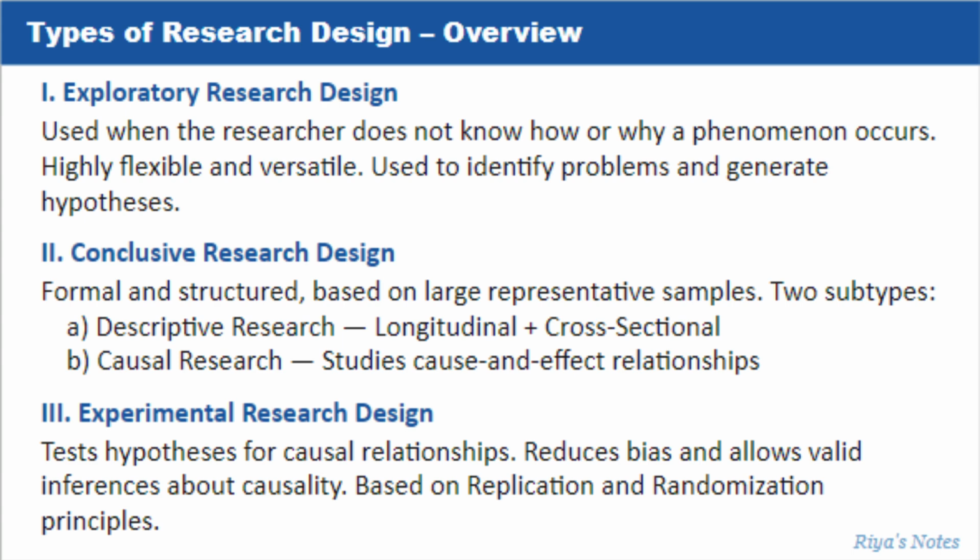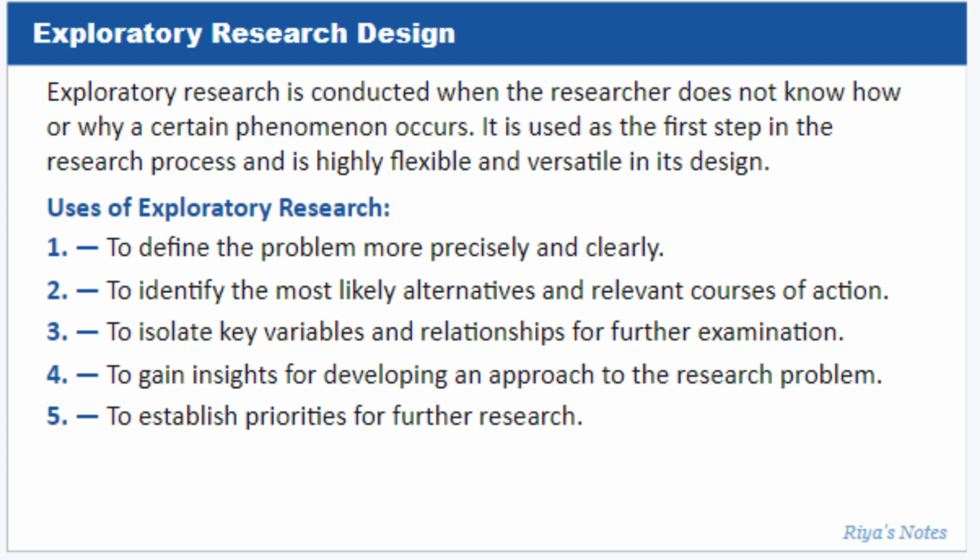3. Experimental research design. Tests hypotheses for causal relationships. Reduces bias and allows valid inferences about causality. Based on replication and randomization principles. Exploratory research design. Exploratory research is conducted when the researcher does not know how or why a certain phenomenon occurs. It is used as the first step in the research process and is highly flexible and versatile in its design.